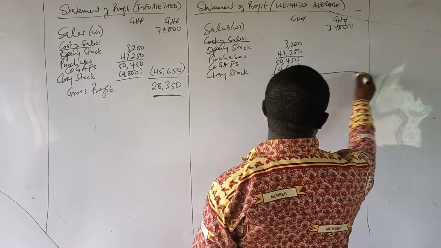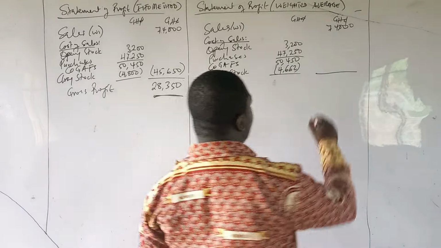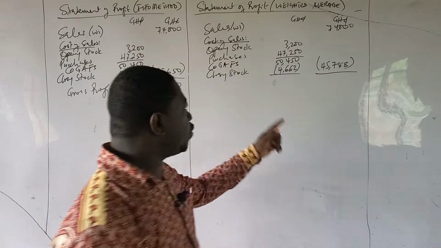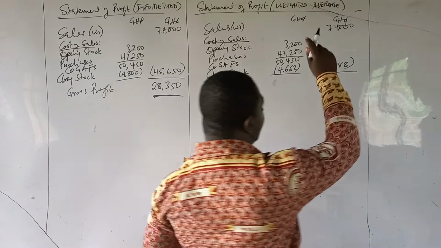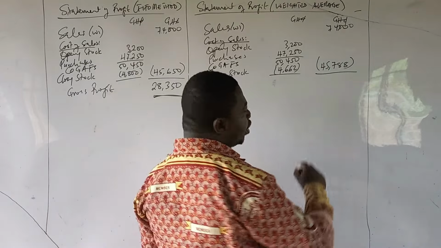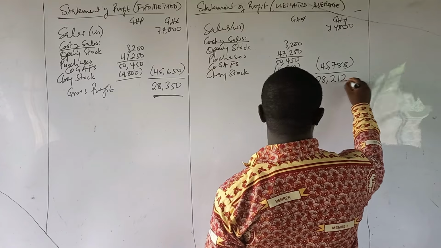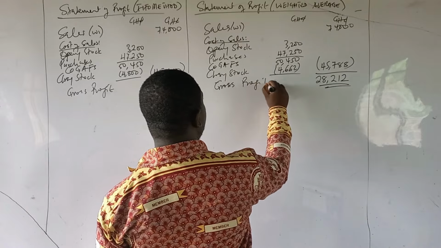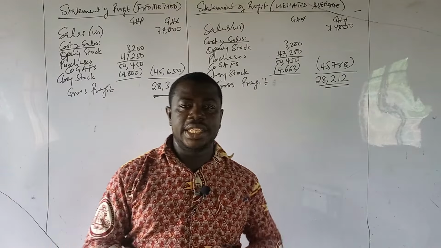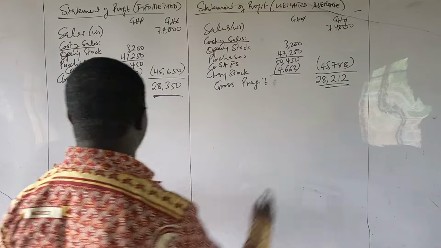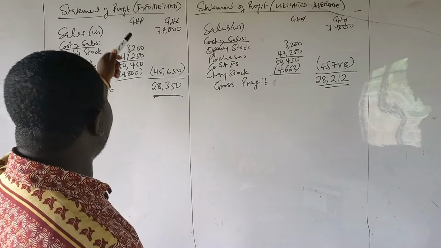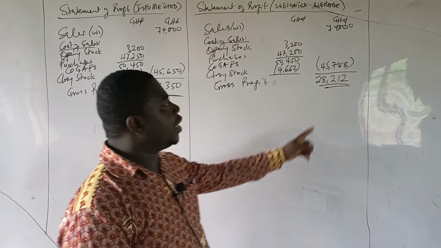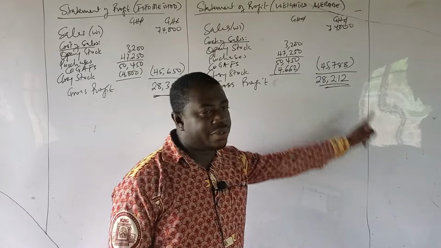Now let us come to the weighted average method. We have a cost of sales of 45,788. That will be the cost of sales under the weighted average method. And when we take that out from the sales value, we are going to get a profit of 28,212. So that is your gross profit. All right, so we are done. Now, ladies and gentlemen, you can see from the two profit statements we just prepared that FIFO reported a higher profit, 28,350, than the profit of the weighted average, which is 28,212.